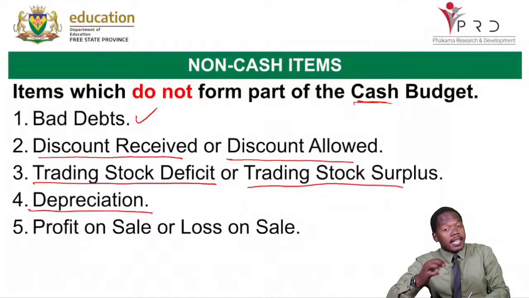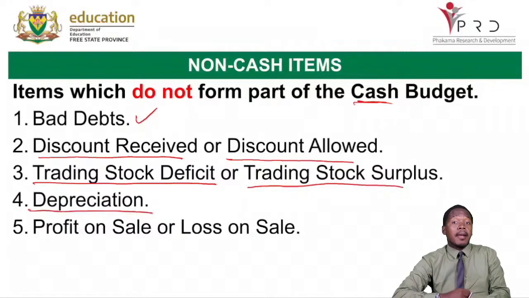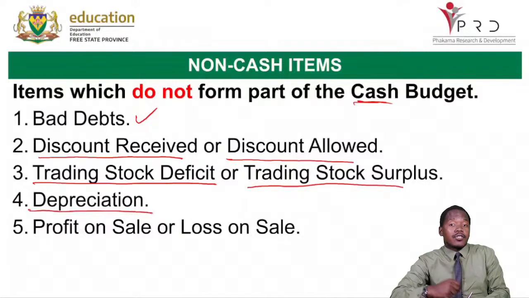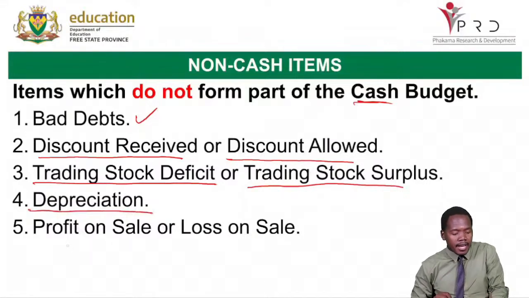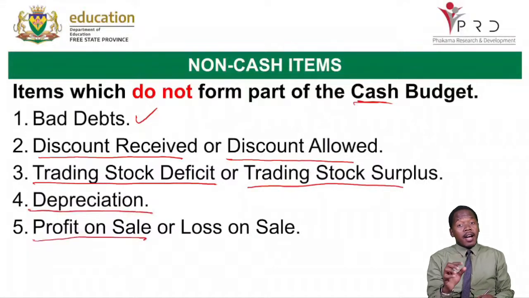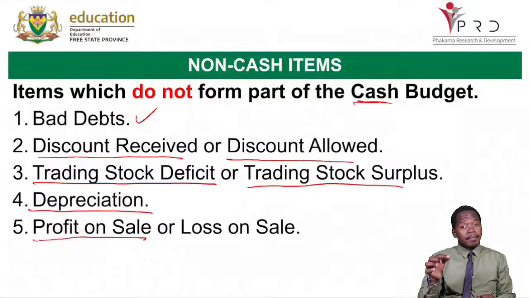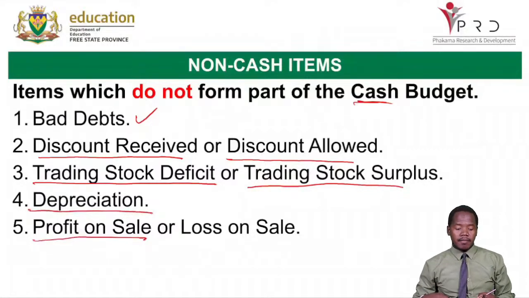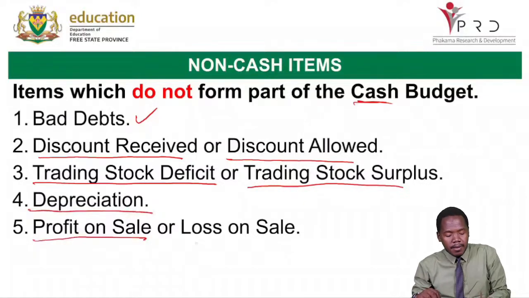Depreciation, which is an expense in your projected income statement, but it doesn't form part of your cash budget because it is a non-cash item. I hope you are getting that one right. And then profit on sale. Remember, when I sell my asset, at times I would make a profit out of that. Now that profit will be a non-cash item. So it will be part of my incomes in my projected income statement.